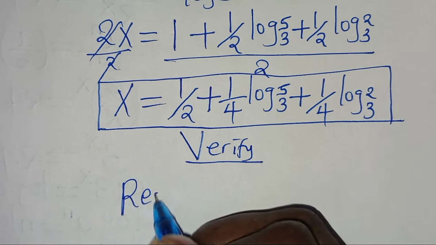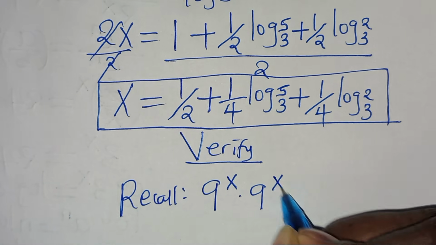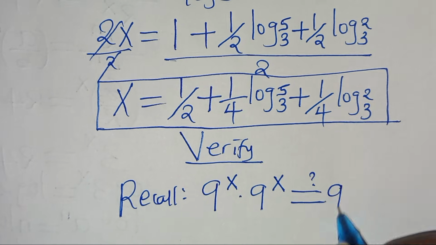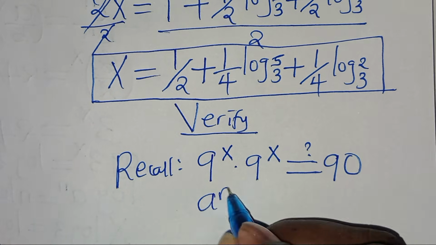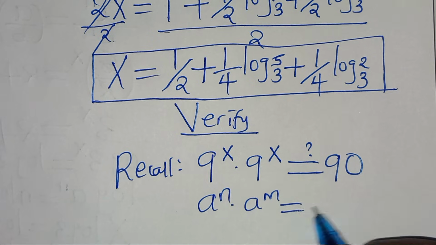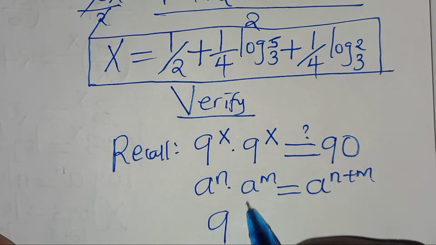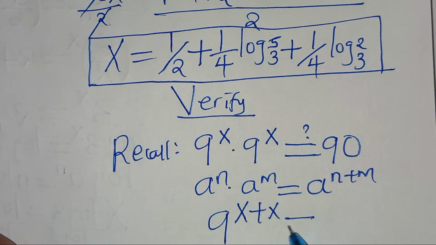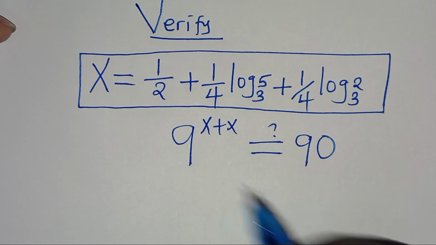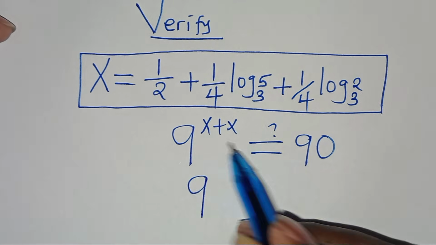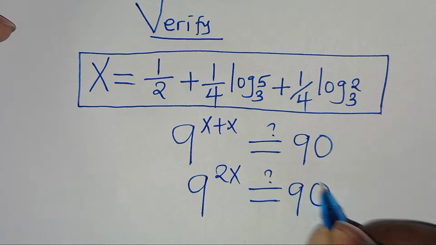Now, if you recall, we have that 9 to the power of x times 9 to the power of x. This is supposed to give us a value of 90. So this is in the form of a to the power of n times a to the power of m, which we can express as a to the power of n plus m. So here we have 9 to the power of x plus x. This is supposed to give us a value of 90. Now this implies that here we have 9 to the power of x plus x, which is 2x. This is supposed to give us a value of 90.